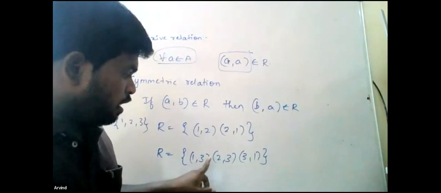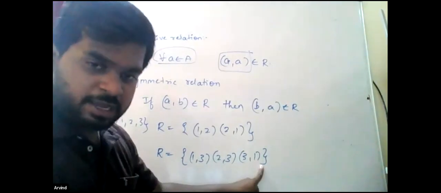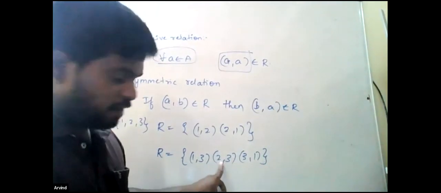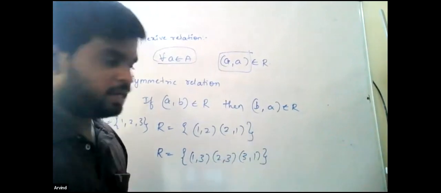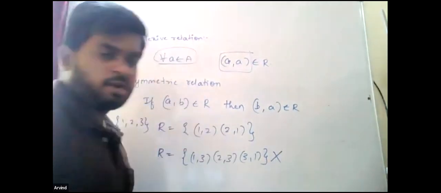No, sir. (1,3) is there, so is its reverse (3,1) there? Yes. Next, (2,3) is there, is its reverse (3,2) there? No. Therefore this is not a symmetric relation.